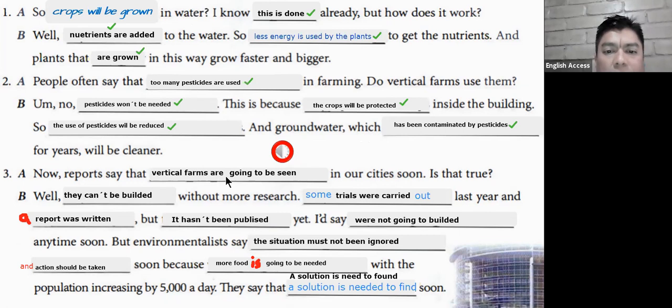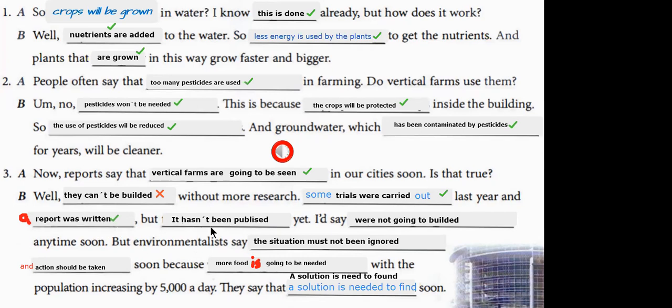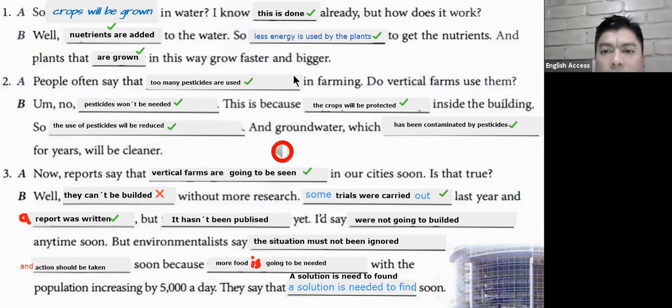Vertical farms are going to be seen. They can't be built. This is incorrect. Some trials were carried out, yes, last year, and a report was written, but it hasn't been published. The word published is incomplete.